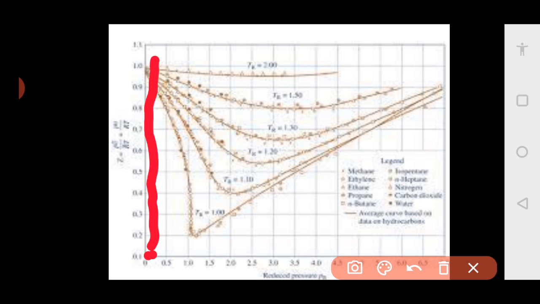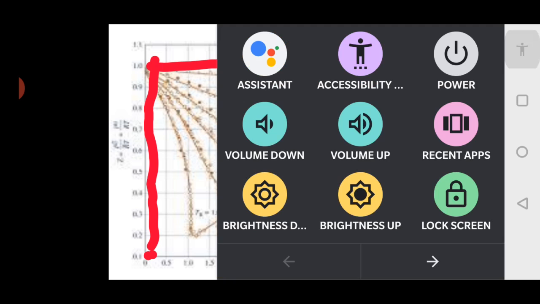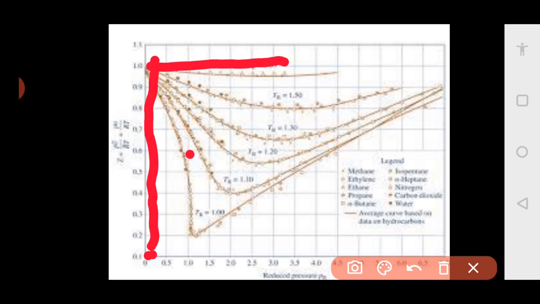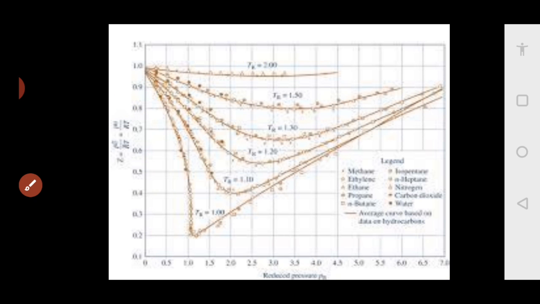Now the reduced temperature was 2.4. So you take here, so the reduced temperature is this. First I have taken the reduced pressure, that is 0.144. Then I have taken the reduced temperature, that is 2.44. Both intersect at this point. So this point is nearly 1. Okay, this is the value of Z.